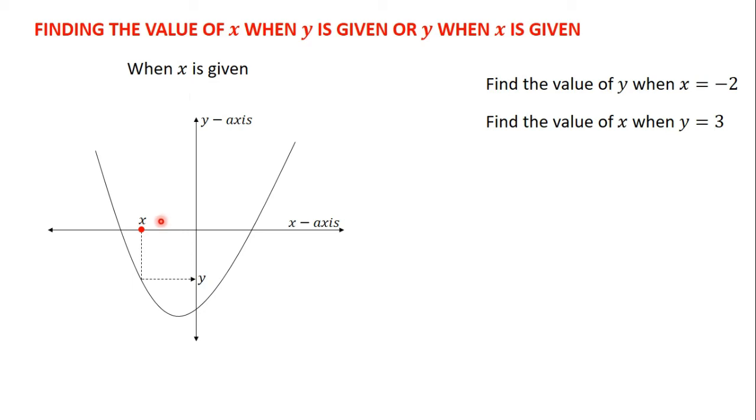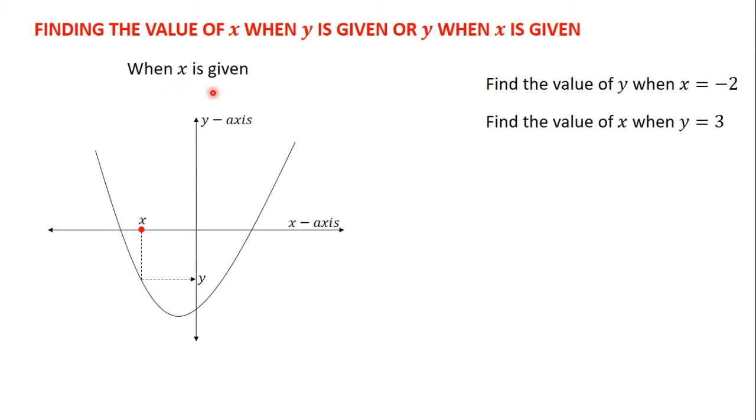So when x is given and you are being told to find y, the first thing you need to do is to locate the value of x on the x-axis. You draw a vertical line from that point to meet the curve. Then from the point where the vertical line meets the curve, you draw a horizontal line to meet the y-axis. Then you read the value of y there to get your answer. So this is how to go about it when x is given.